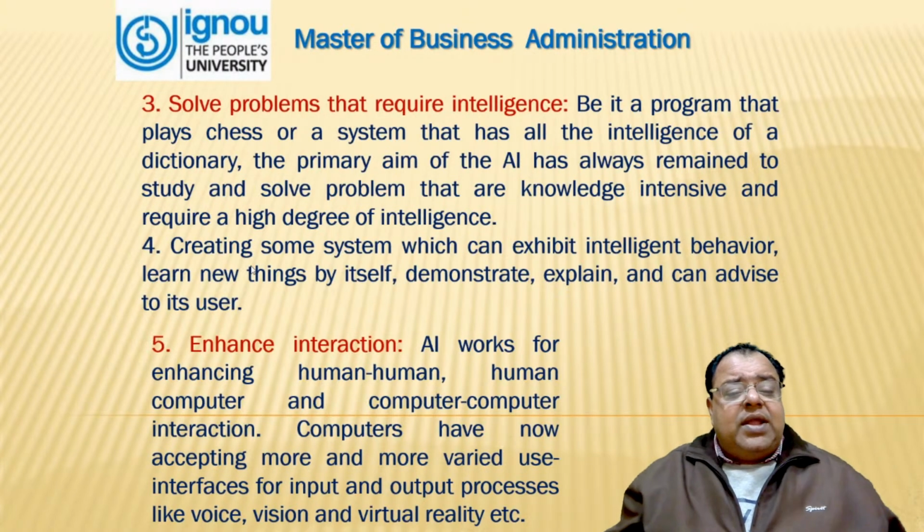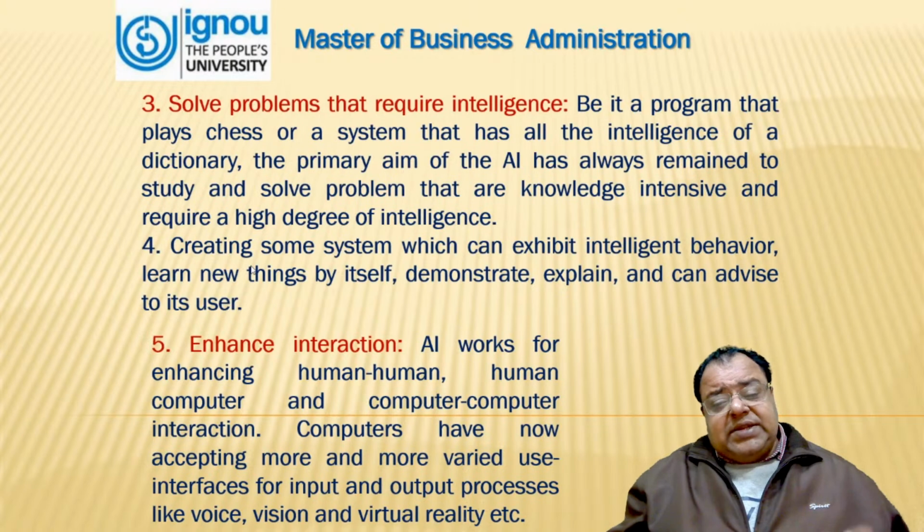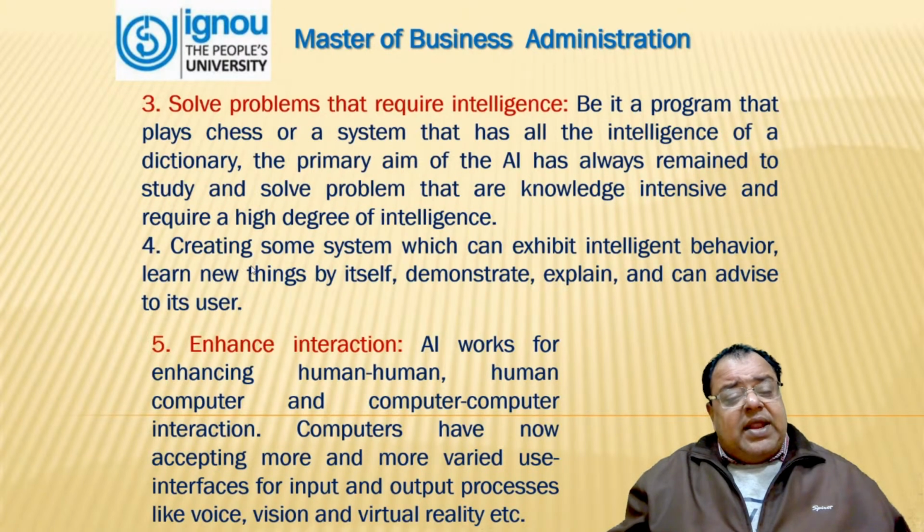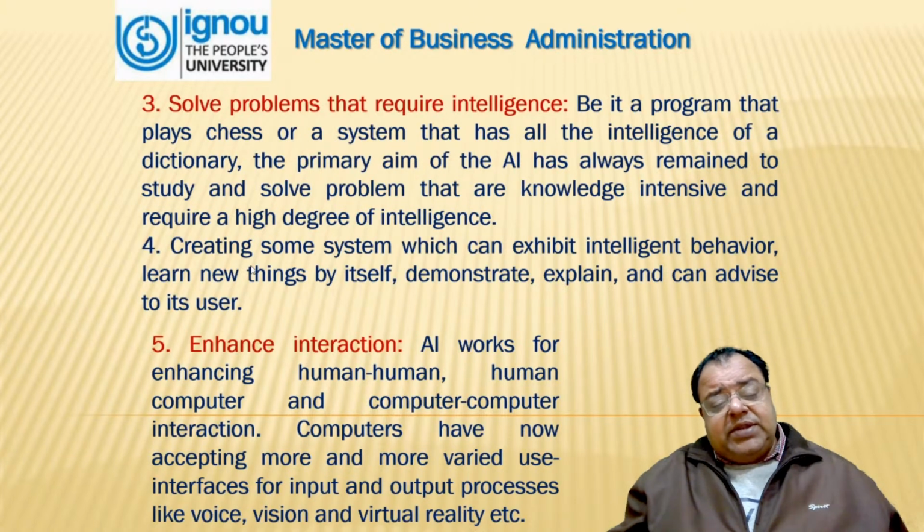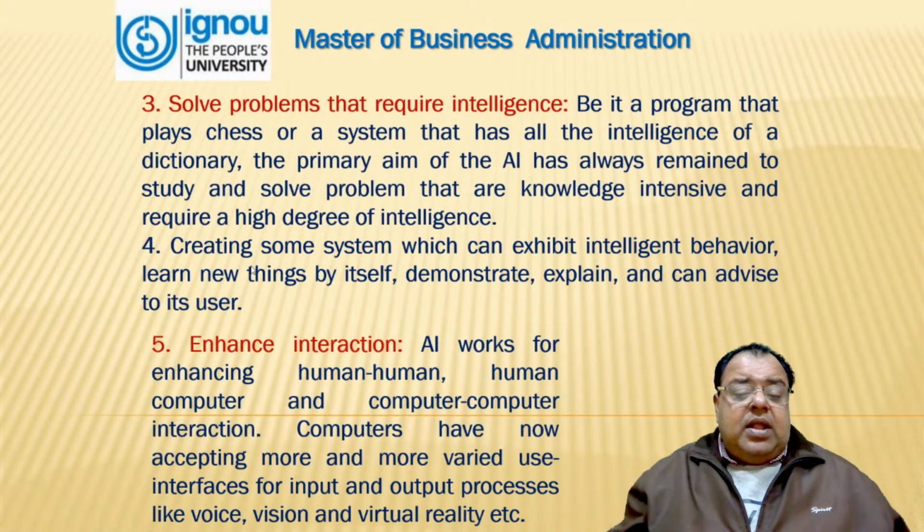Number four is creating systems that can exhibit intelligent behavior, learn things by themselves, demonstrate, explain, and advise their users. And the fifth one is enhance interaction. Artificial intelligence works for enhancing human computer and computer computer interaction. Computers now accept more and more user friendly interfaces for input and output processes like voice, vision, and virtual reality, etc.